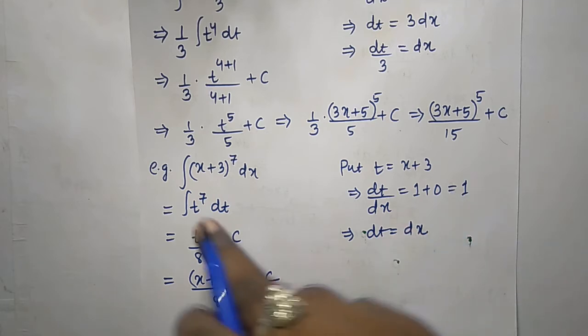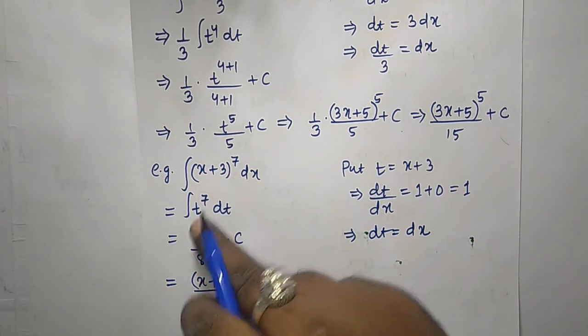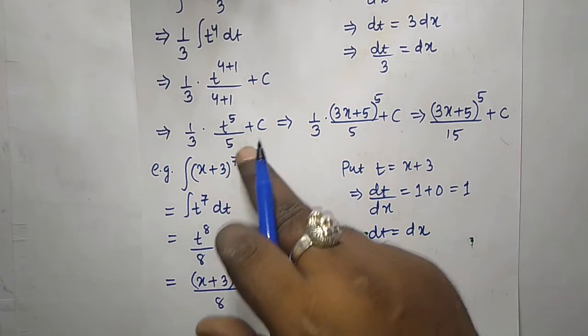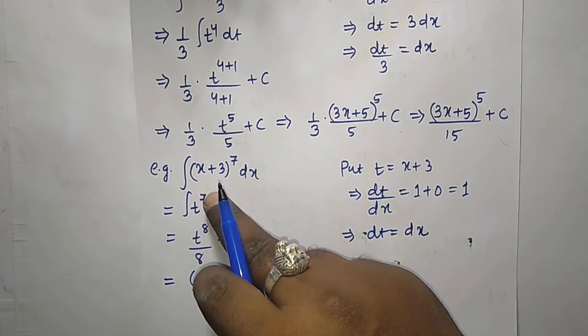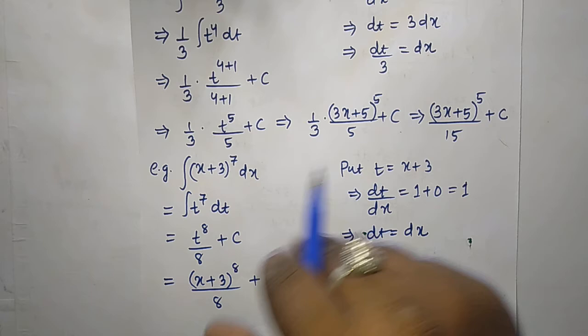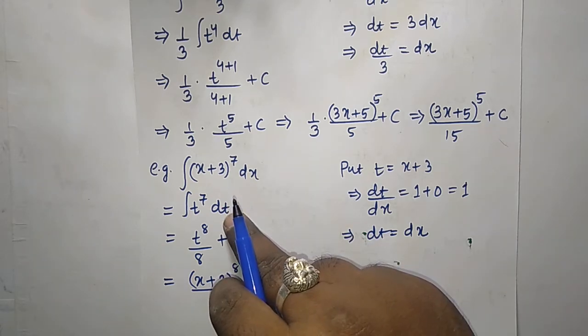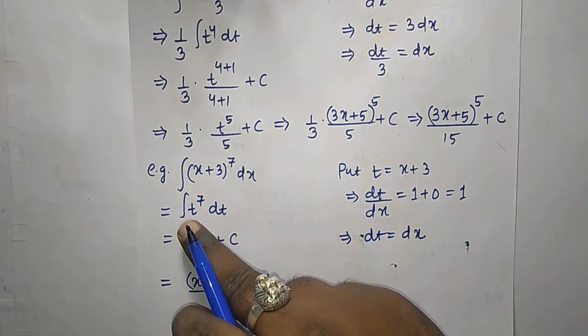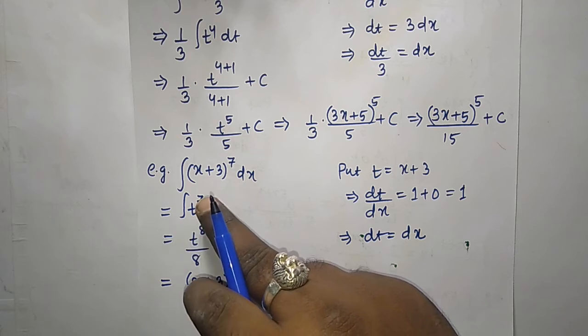So put it here. In place of x plus 3 I will put t. Here x plus 3 to the power 7 is there, so it becomes t to the power 7. And in place of dx you have written dt. So here I have written dt. Now it becomes integration of t to the power 7.